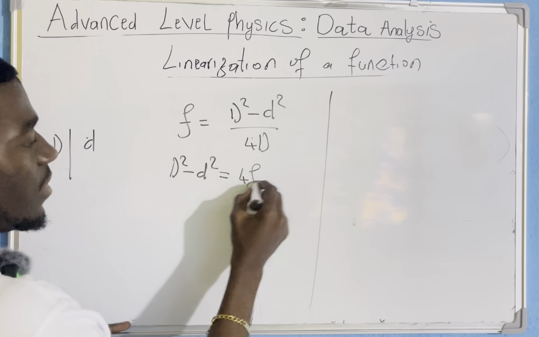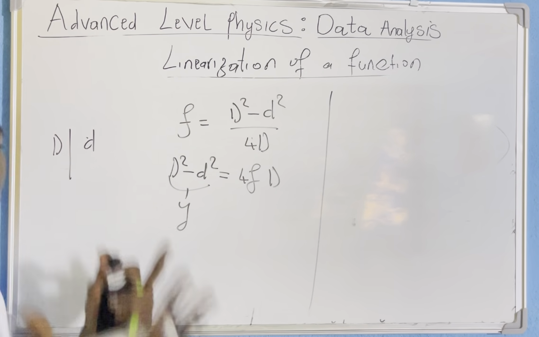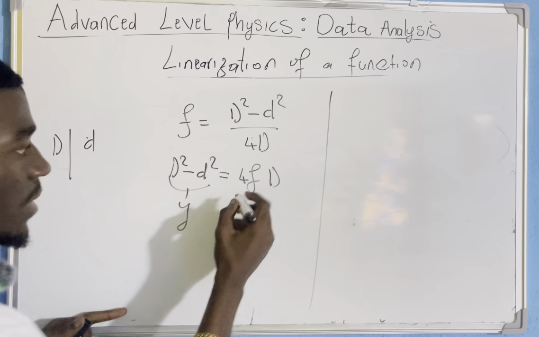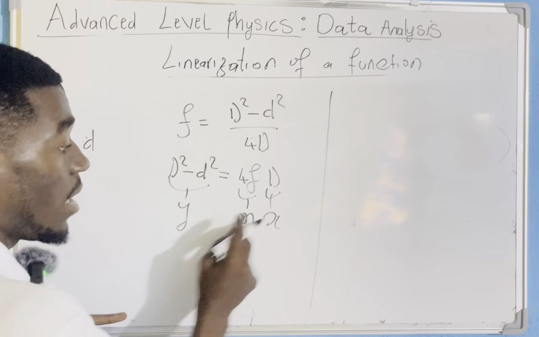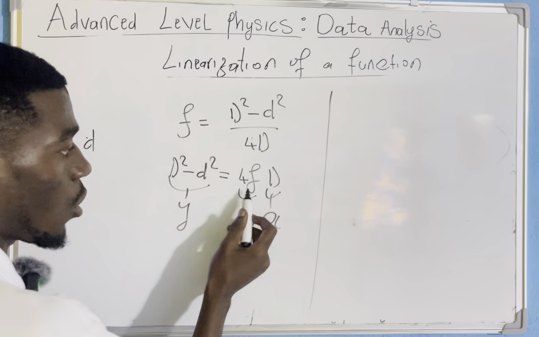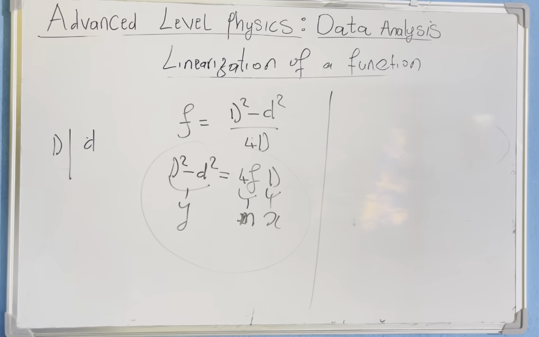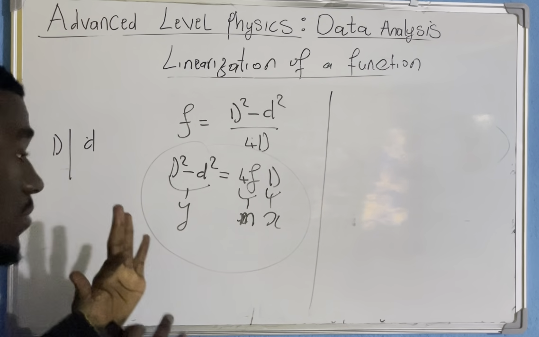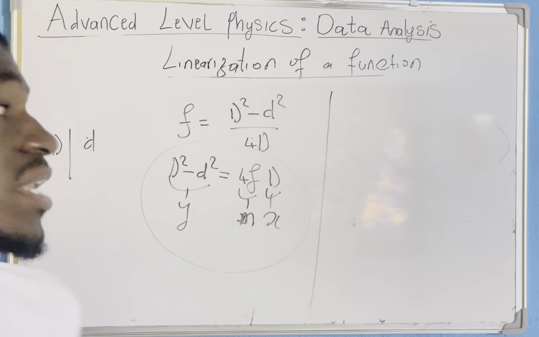Equals 4f big D. That is all. This is y, made up of what? Two variables. It means that y is correct. This is x, m, my gradient, and this one is x. M, gradient, is only made up of what? Constant, correct? And d is my variable. That's all. So if you have this, that is correct. So that is all about what I wanted to work with you today.